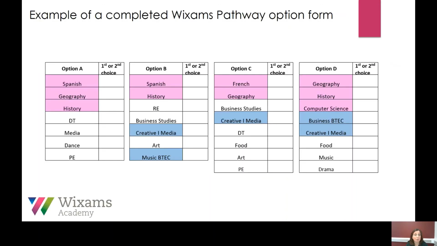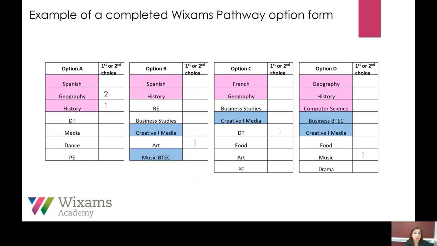So for example, you may decide to choose history as your pink choice. Okay, so you put a number 1 next to it. Then you might really want to do art, so put a number 1 next to that, DT in the next column, and music in the next column. So they're your first choices. Now you need to do your second choices.